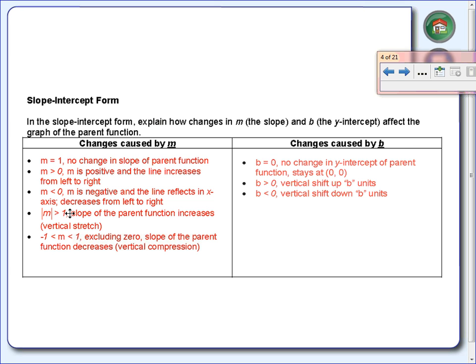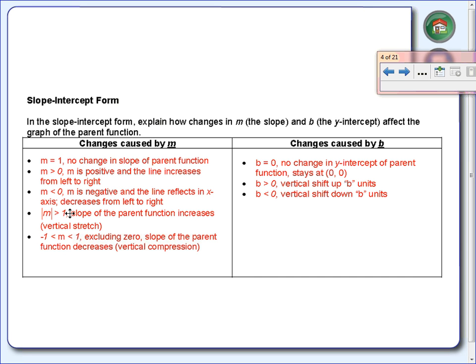It says if b is equal to 0, then there's going to be no change in the y-intercept of your parent function. It's going to stay at 0, 0. It's going to stay at the origin. If b is greater than 0, then we have a vertical shift up b units. So if it says plus 5, we move the graph up 5. If it says plus 10, we move the graph up 10. If it says plus 20, we move the graph up 20. That's what that's saying.